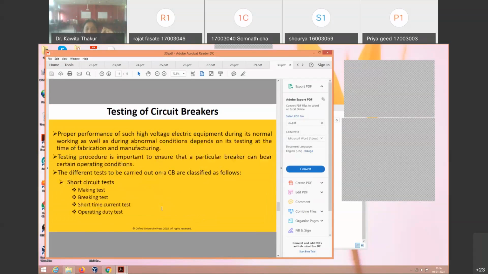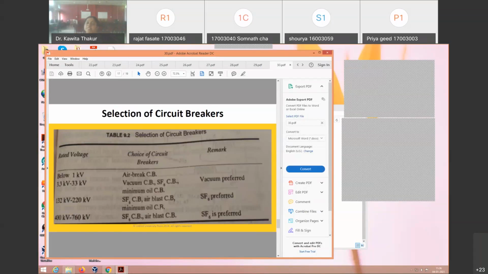Okay. Now, just for revision, I will tell you: air circuit breaker we are using for small voltage application, that is below 1 kV, while vacuum circuit breaker is applicable for medium voltage ranges, 3.3 kV to 33 kV. Although we can use SF6 circuit breaker or minimum oil circuit breaker, vacuum circuit breaker is preferred. For 132 kV to 220 kV, SF6, air blast and minimum oil circuit breakers are used, but we prefer SF6 circuit breaker because it is most economical.